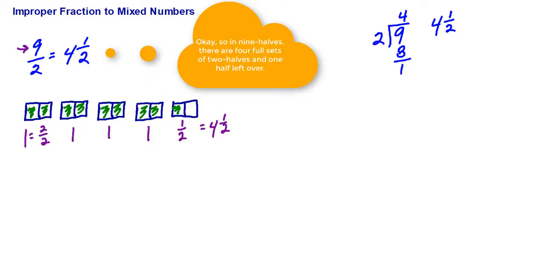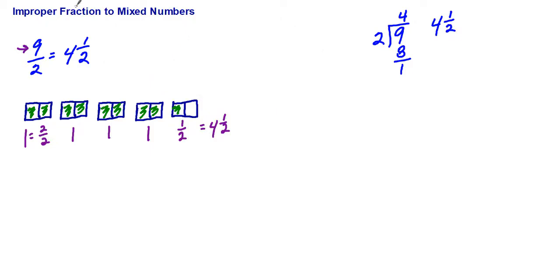Let's look at one more method. One more great thing to do is the idea of subtraction. That's what division is. Division is just repeated subtraction, just like multiplication is repeated addition. So let's look at this from a subtraction standpoint. Let's take our 9 halves, and let's take away 2 halves. That 2 halves is 1 whole.